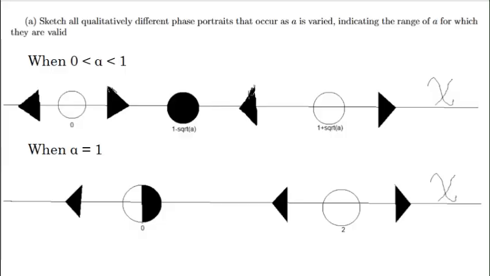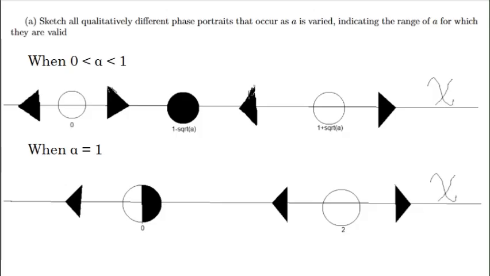When a is between 0 and 1, there are three equilibrium solutions. There is x is equal to 0, which is unstable as before. There is x is equal to 1 minus square root a, which is stable, which means solutions approach it from both sides. And there is x is equal to 1 plus square root a, which is unstable, meaning again, solutions move away from it from both sides.